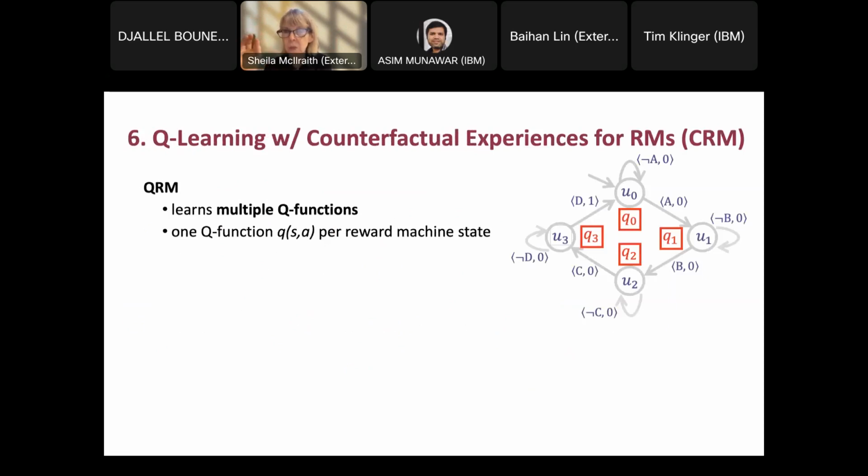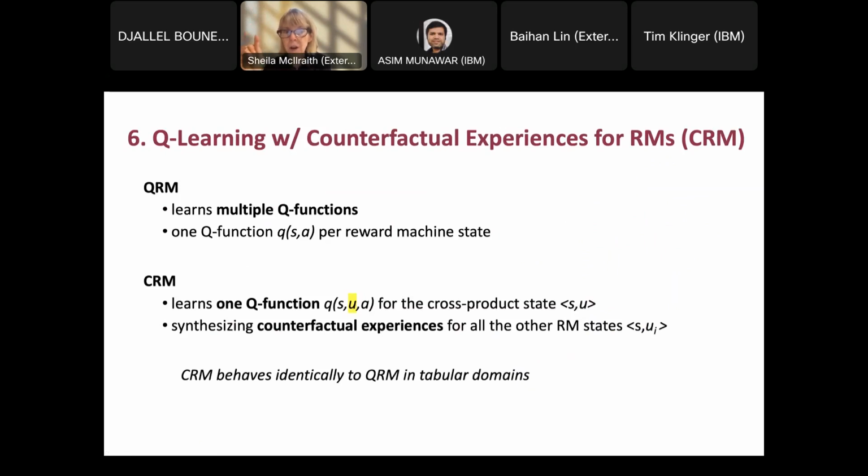The distinction between the two is as follows. QRM uses multiple Q functions. So there's one Q function, Q of s, a, per state in the reward machine. Each one of these states has a Q function associated with it. In contrast, CRM only has one Q function because the reward machine state is actually part of the function itself. So we take the cross product of S and U and define the Q function that way. And then we synthesize counterfactual experiences for all of the states u_i, just as we did with QRM.